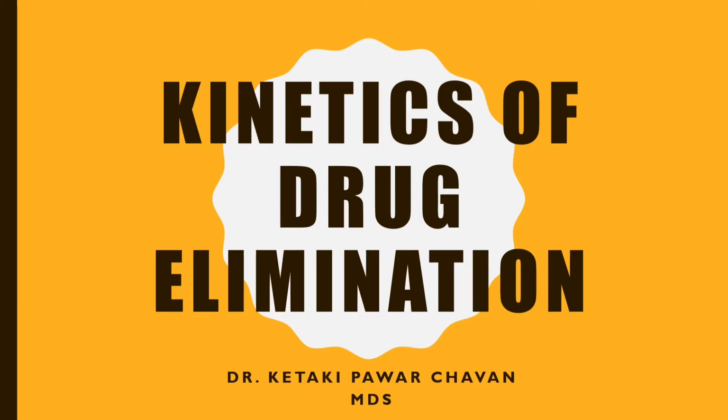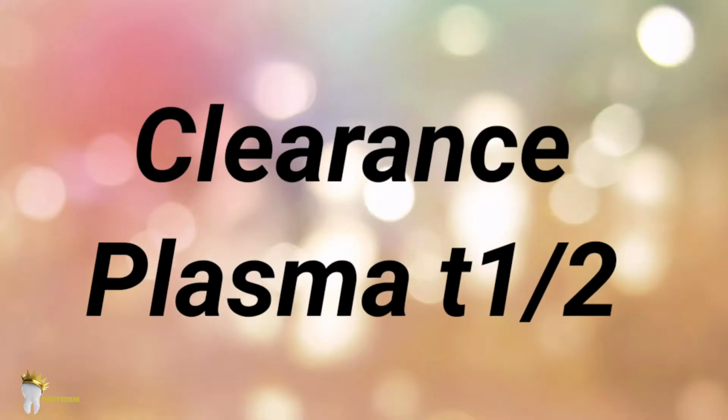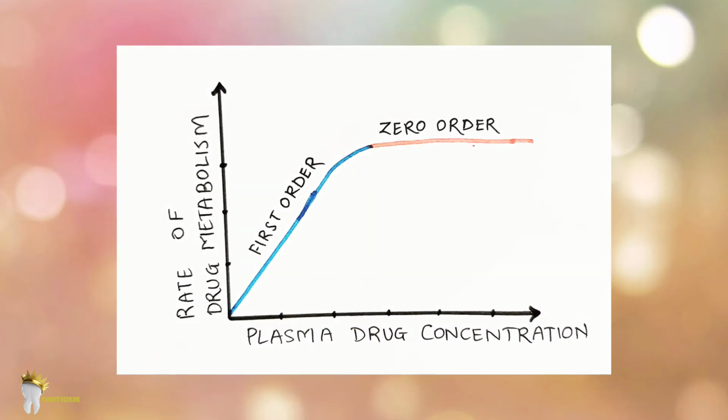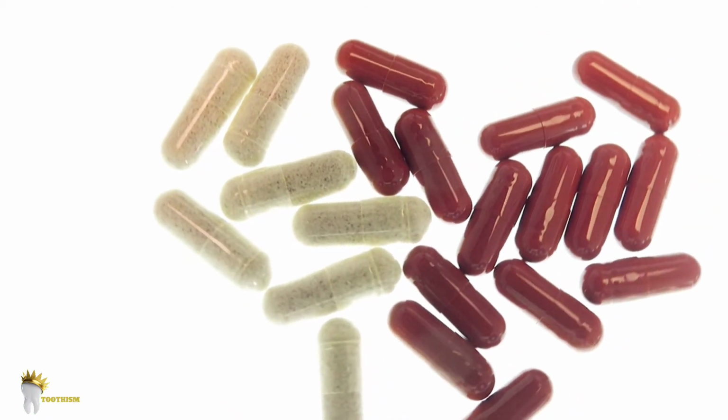Today we'll discuss how a drug is eliminated by the kidneys, some important concepts like clearance and plasma half-life, and understand the difference between first order kinetics and zero order kinetics. We're going to have so much fun learning this, so let's get started.